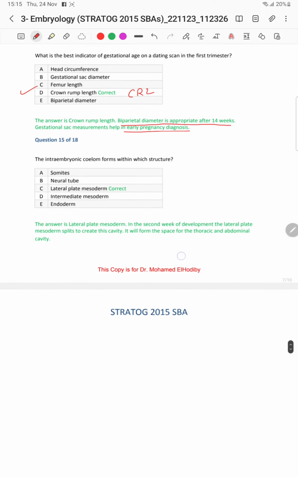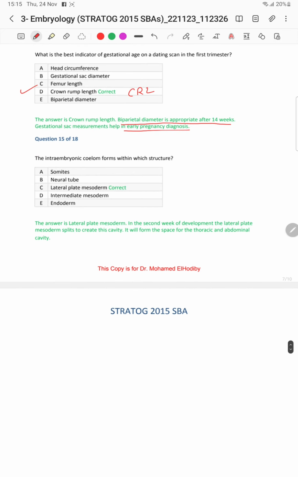Question number 15. The intra-embryonic coelom forms within which structure? It is the lateral plate mesoderm. In the second week of development, the lateral plate mesoderm splits to create this cavity. It will form the space for the thoracic and abdominal cavity.